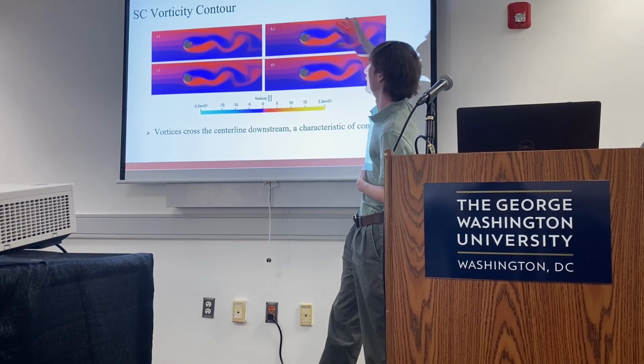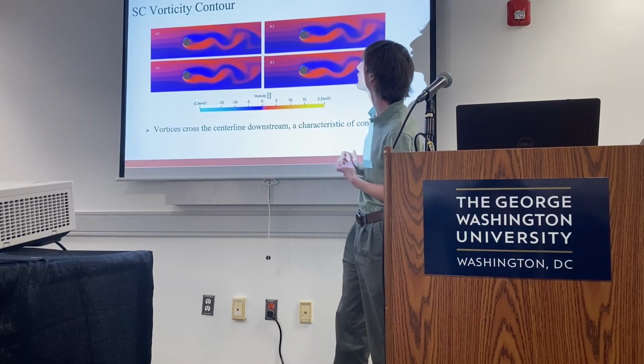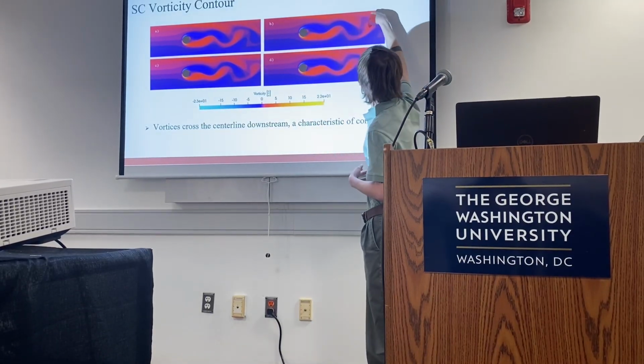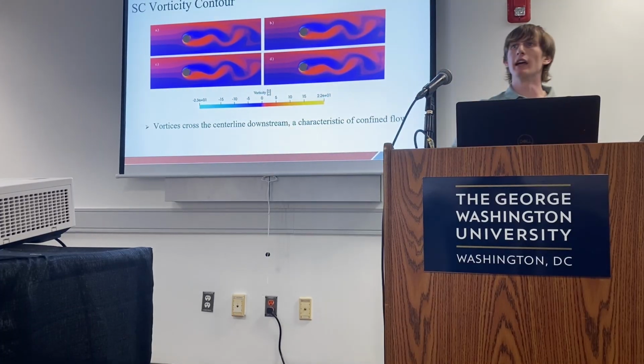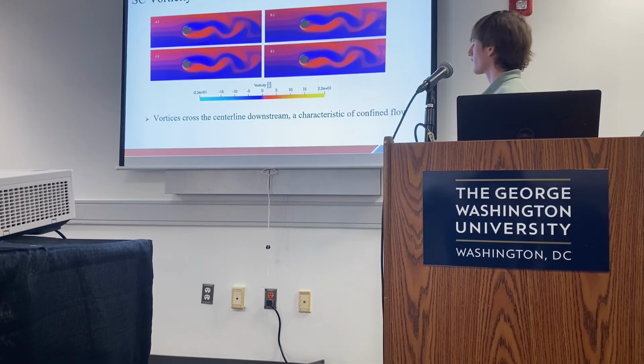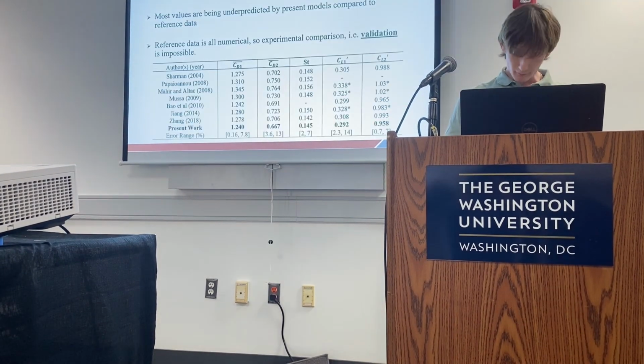Directly to the right is the quarter of the full cycle, this is half of the full cycle, and this is the full cycle. We can see that the vortices end up a little bit above the center line, and this is well demonstrated in the literature, and so the fact that I'm seeing this effect is good and gives me confidence that I'm simulating this correctly.